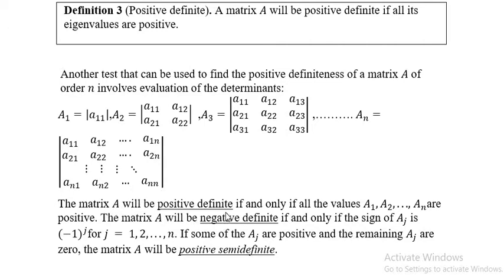The matrix A will be positive definite if and only if all the values A1, A2, etc., An are positive. The matrix A will be negative definite if and only if the sign of Aj is minus 1 raised to j, for j equal to 1, 2, etc., n. If some of the Aj are positive and the remaining Aj are 0, the matrix A will be positive semi-definite.